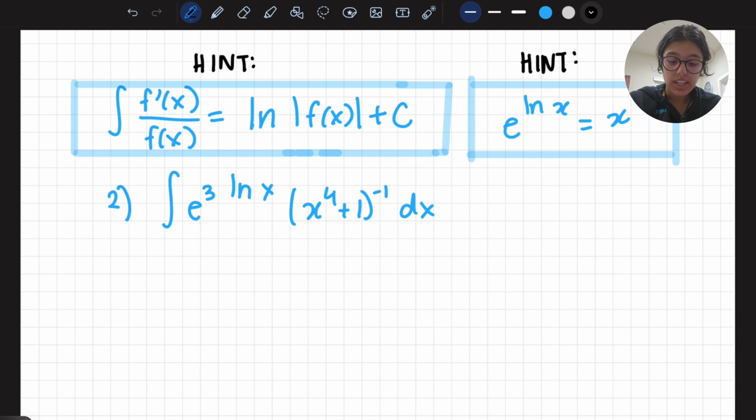All right, so in our second problem, we have integration of e to the power of 3 natural log of x times x to the power of 4 plus 1 to the power of minus 1 dx.